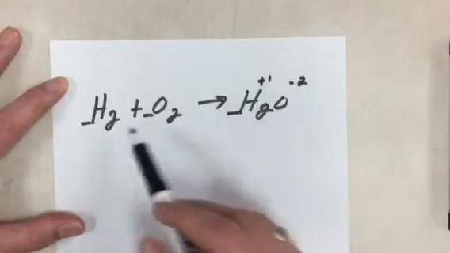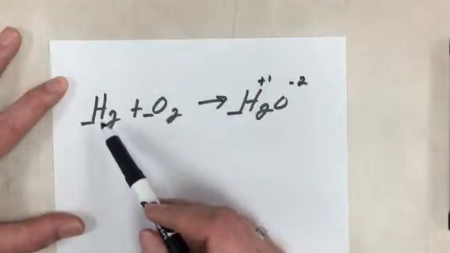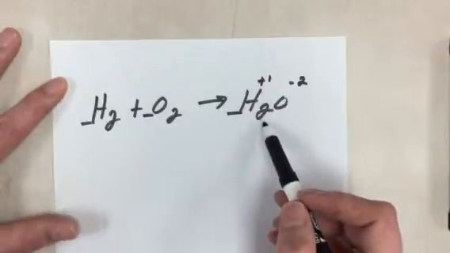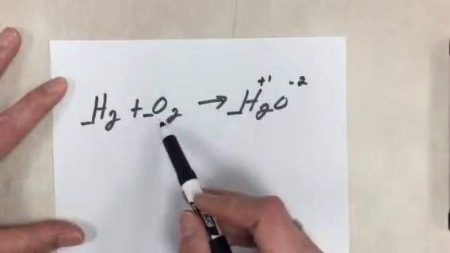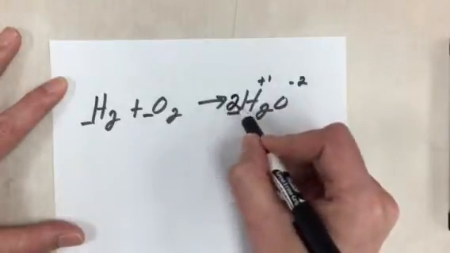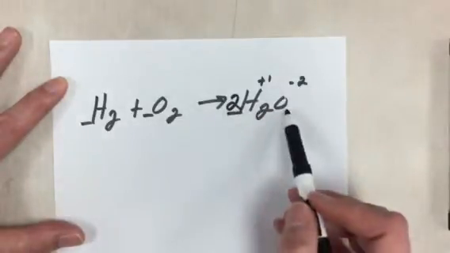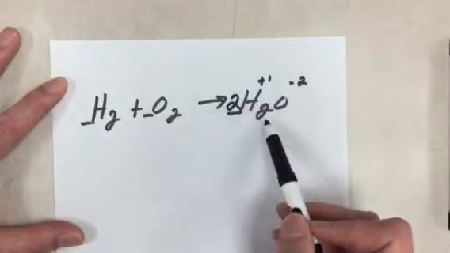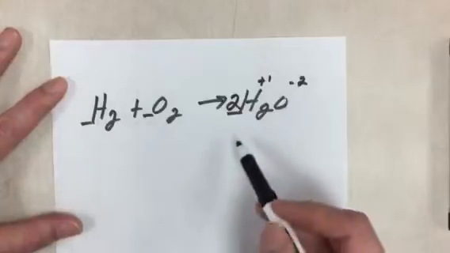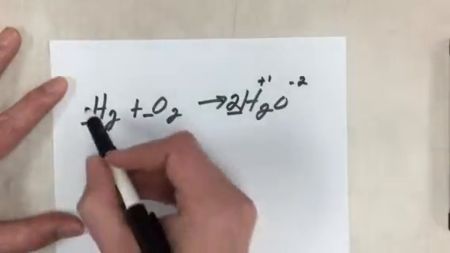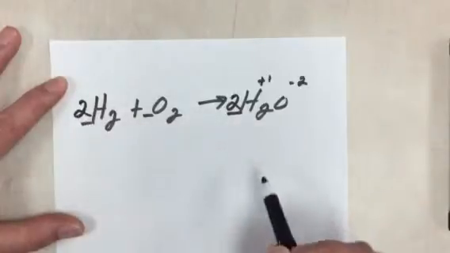So we'll start by looking at the hydrogen. There's 2 hydrogens on the left and 2 hydrogens on the right, so that's balanced. There's 2 oxygens on the left, but there's only 1 oxygen on the right, so we're going to put a 2 out front. So that's going to make our 2 oxygens, but it also makes 4 hydrogens. So 2 times 2 is 4 hydrogens, and we've got to come back over here and make sure it's balanced on the left, and that would be easy just by putting a 2 out front.